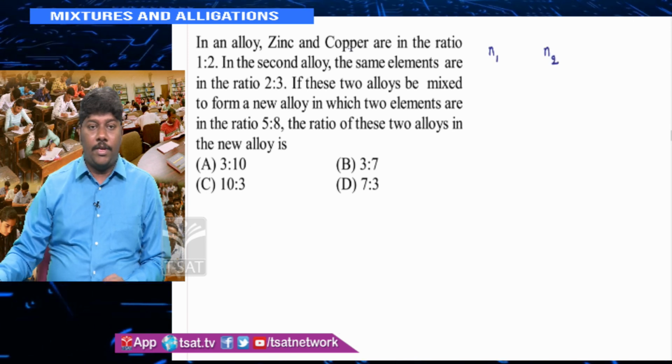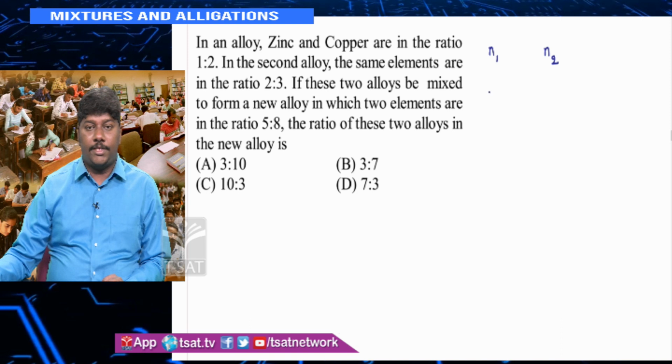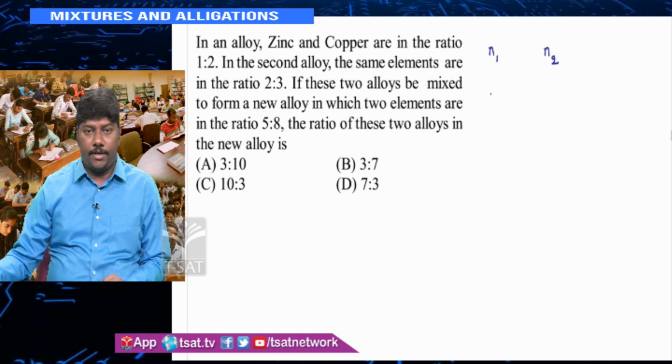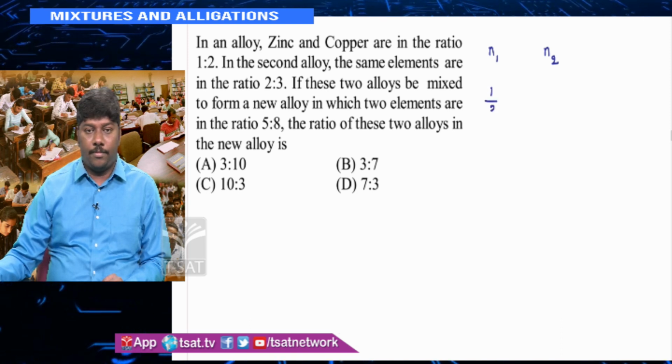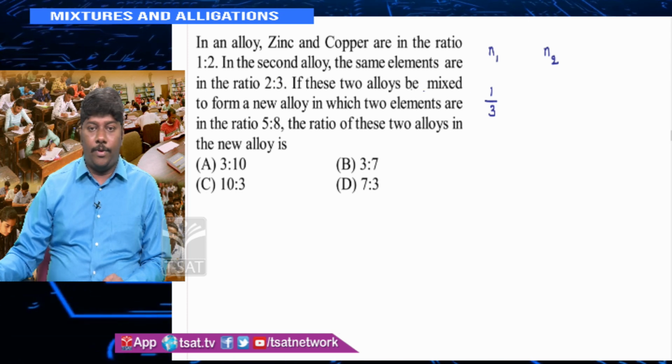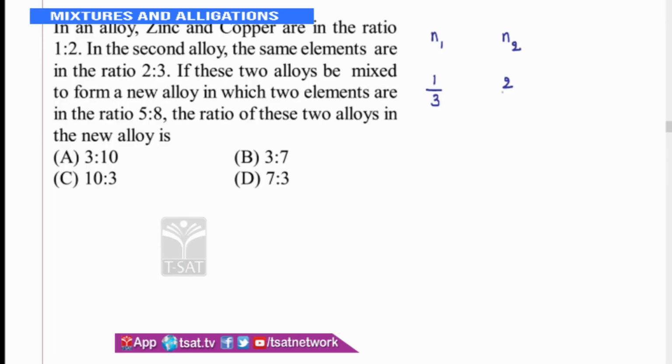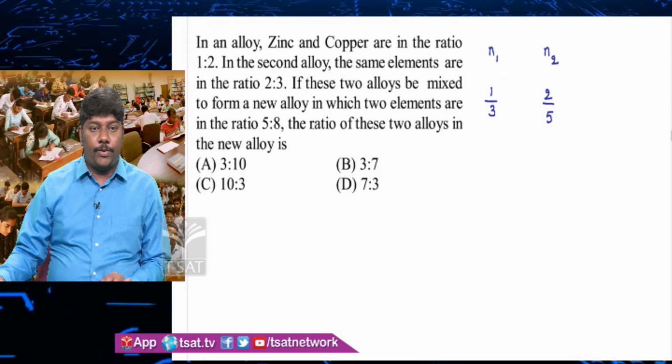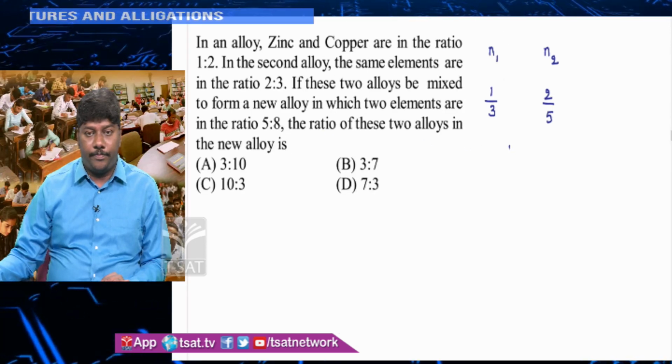The first one, he is asking about zinc and copper. What is zinc? Only you take zinc, it is 1/3. What is zinc in the second one? I would say it is 2/5. If these two alloys are mixed to form a new alloy in which the two elements, zinc and copper, are 5:8, you can say zinc is 5/13.